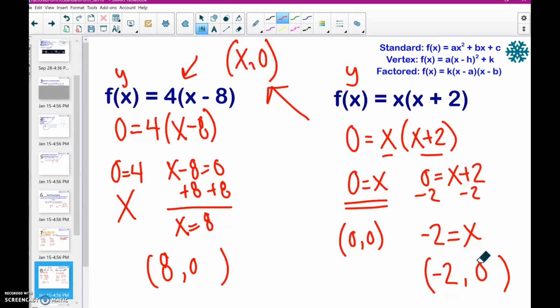If someone is throwing a football, what time do they start throwing the football? What time does it actually get caught? Lots of different things. So these are really important to know.